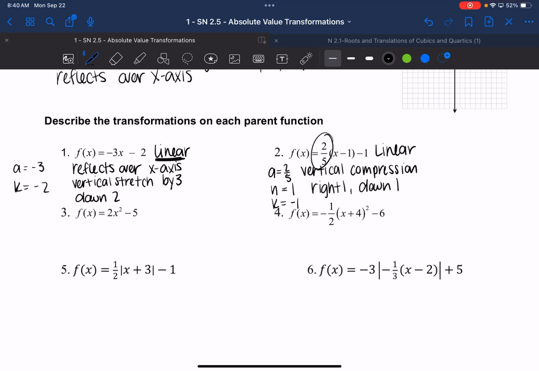Okay, what about number 3? What was its parent function? Quadratic, right? How do we know? X squared. Right, perfect. Okay, so this one's quadratic. Did we have an A value on number 3? Yes, what was it? 2. Okay, so what did that mean was happening? Vertical stretch, very good.